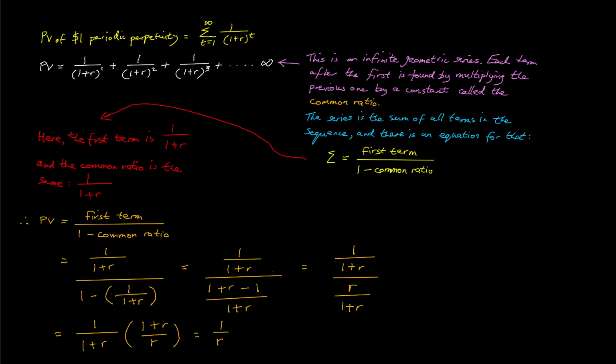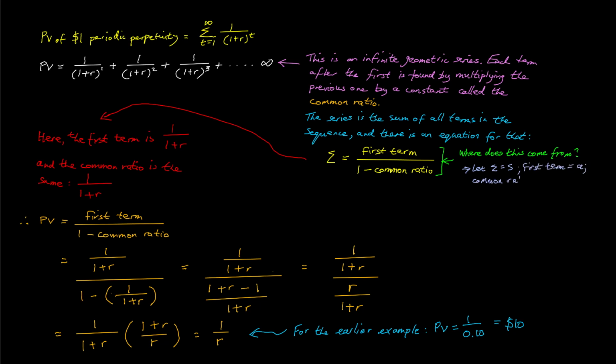Going back to our example with a 10% required return and a $1 periodic perpetuity, we see confirmation that the value of that perpetuity is 1 divided by 0.1 or $10 exactly. If you're interested in where that geometric series equation comes from, let's let the sum equal s, the first term be a, and the common ratio be k.